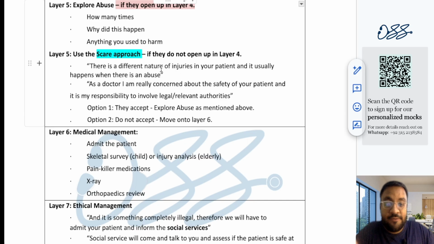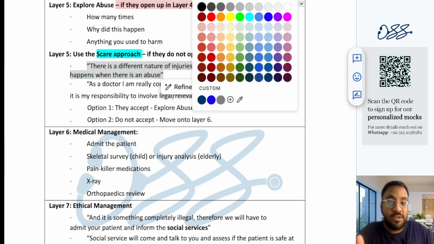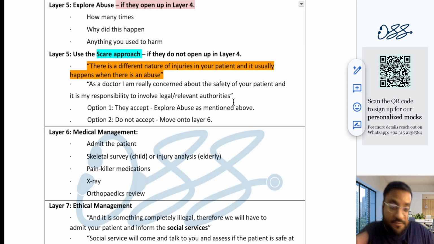When you are saying this, you need to be very confident. You need to be confident in your approach, and you need to say that the kind of injury that Joshua is presenting and the kind of chat that I have had with you, this type of injury doesn't happen by accident. The kind of force that is required to break the bone, the way it is broken in Joshua's case, is most likely due to abuse.